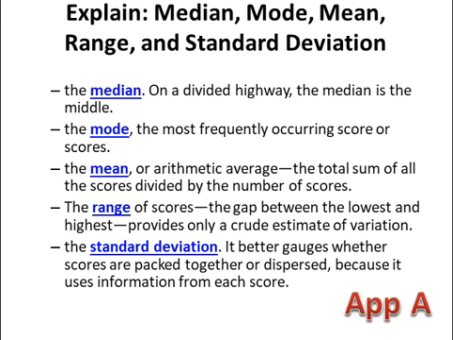So we have the measures of central tendency, the mean, mode, and median. And then we have variation: the range, the crudest measure, and then the standard deviation. It better gauges whether scores are packed together or dispersed because it uses information from each score. Then we move on to chapter 2.